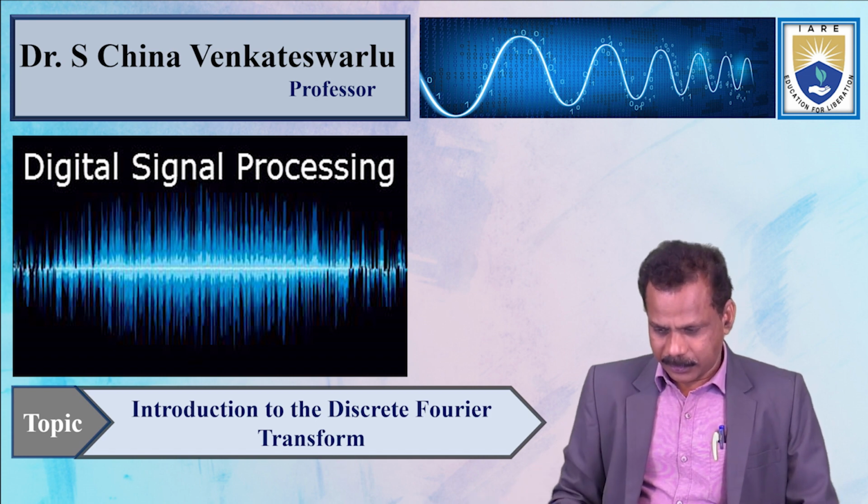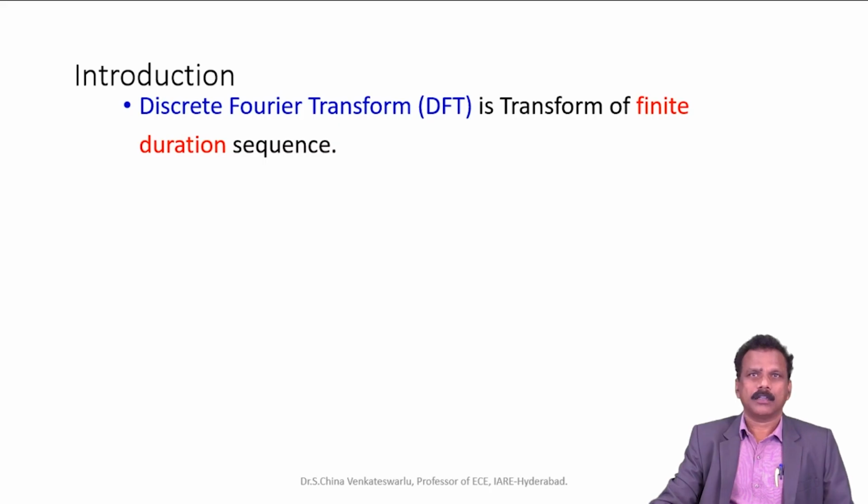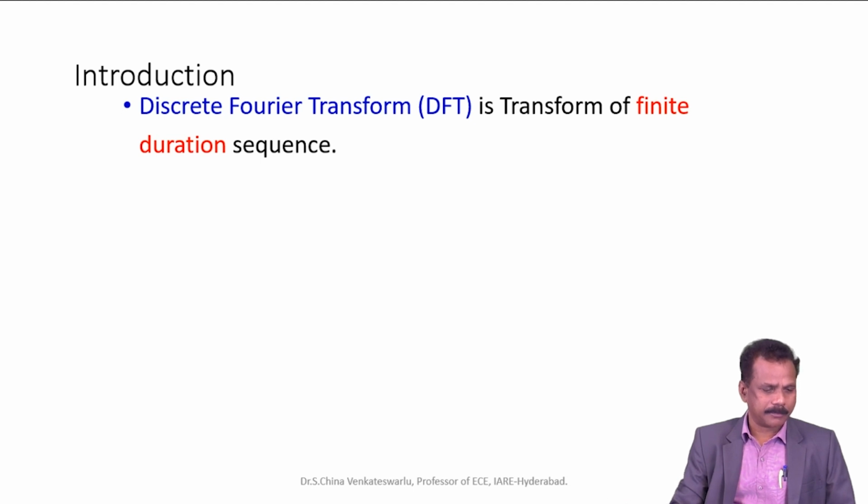Today we'll be discussing the discrete Fourier transform. The discrete Fourier transform is the transform of a finite duration sequence. Before entering the DFT, we should know about DTS and CTS: CTS is the continuous time signal and DTS is the discrete time signal.